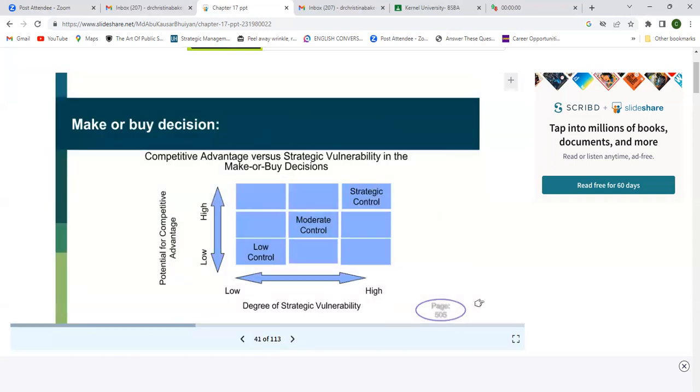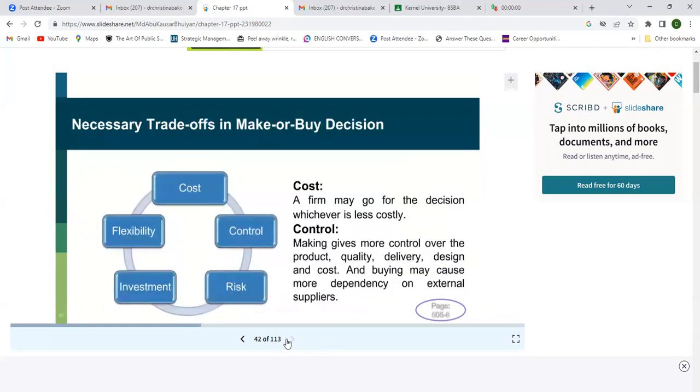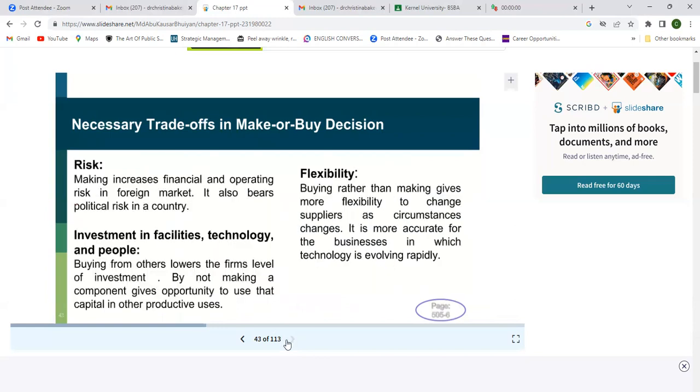We have competitive advantage versus strategic vulnerability in the make or buy decision: potential comparative advantage, and low and high degree of strategic vulnerability. We have cost, flexibility, investment, risk, and control. Cost: the firm goes into the decision whenever it is less costly. Control: making gives more control over the product, quality, delivery, design, and cost, and buying may cause more dependency on the external supplier.